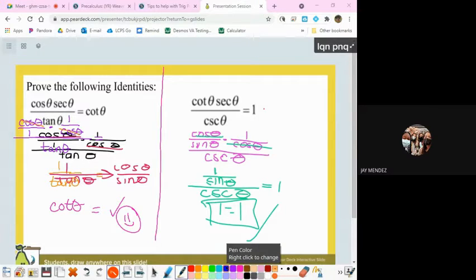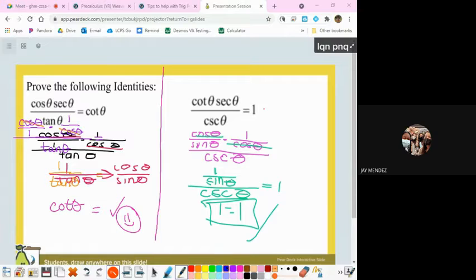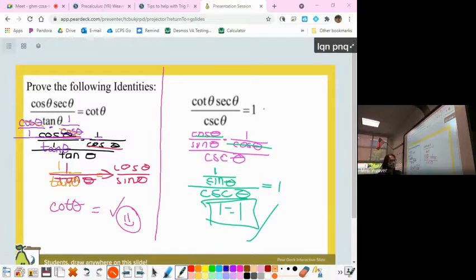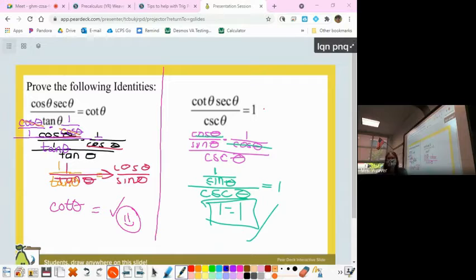So if you're growling, just a warning because my dogs are in here. But basically, I knew cotangent was cosine theta over sine theta. Good. So I converted it to that. And then secant is 1 over cosine theta. Yeah, so I just did that over cosecant of theta. And then I knew the cosines canceled out. And so I did 1 over cosine theta over cosecant. And then I think the step I missed was cosecant over cosecant.